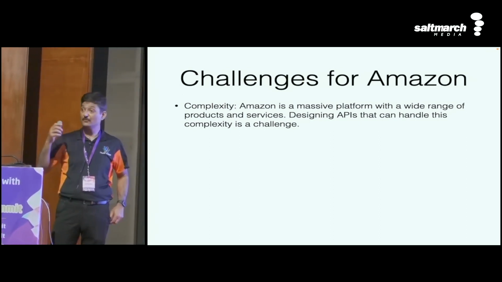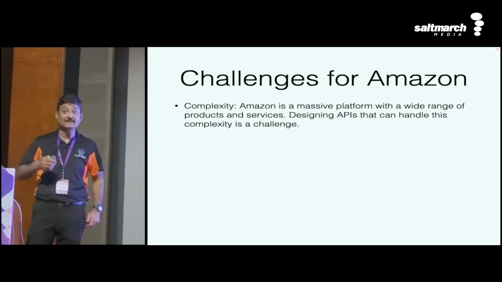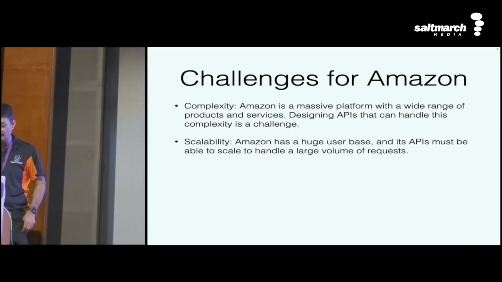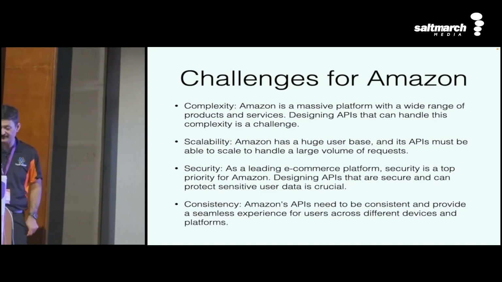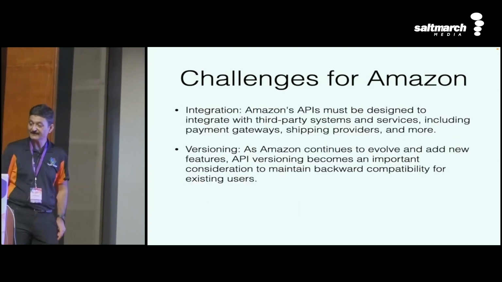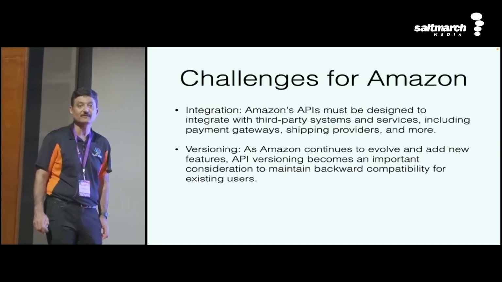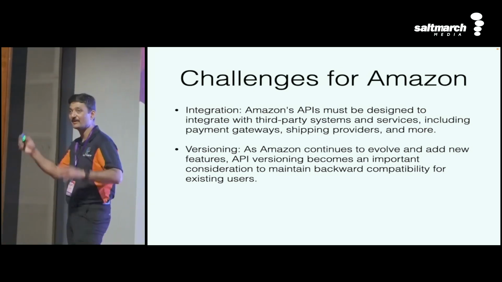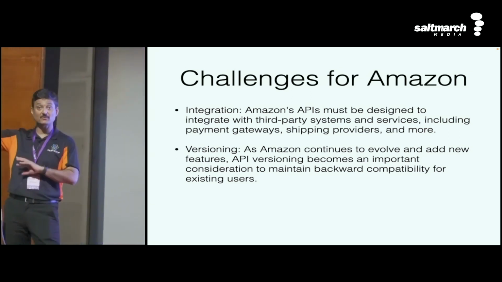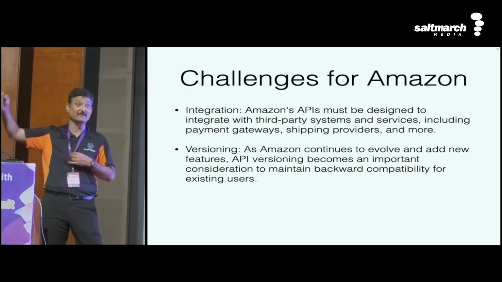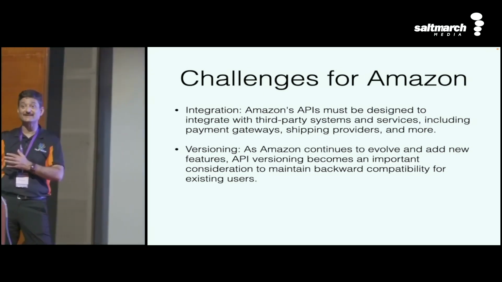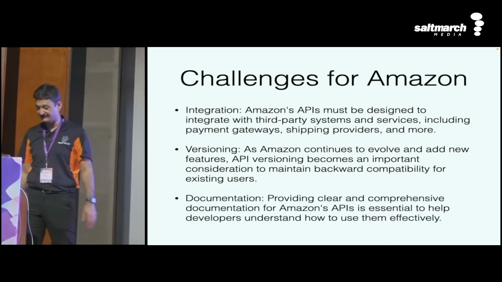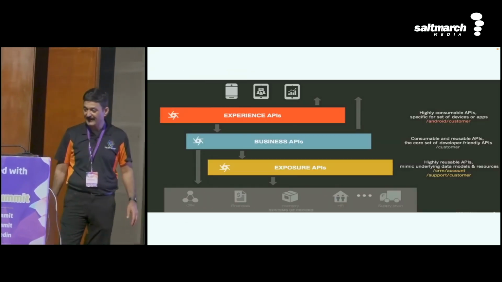Millions of products, but also millions of vendors. How do we design for millions of vendors? Scalability, security, consistency, and then integration and versioning. How do we version the APIs? If you are coming here, I suggest you come to tomorrow's session in the main hall on API design, because these two will really help you get the full content of what I'm trying to describe to you, and the documentation.